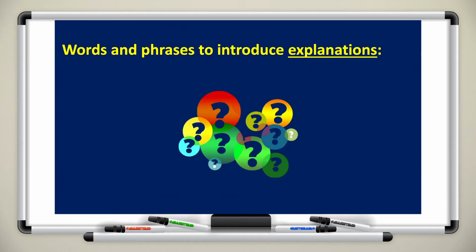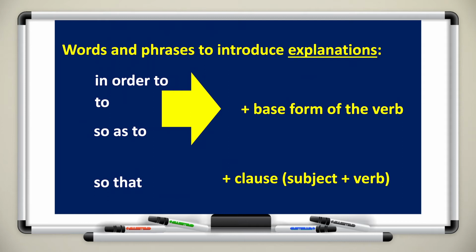Now we've finished with the purpose and now it's time to offer explanations. Which words do we use to offer or introduce explanations? Very simple. We have the following words: in order to, or so as to. If you decide to use these words, you have to follow them with the base form of the verb. In order to study, to study, so as to study.